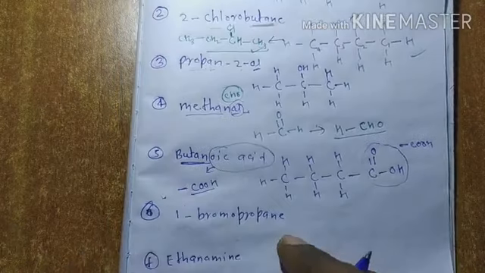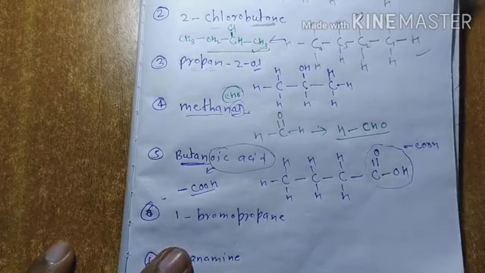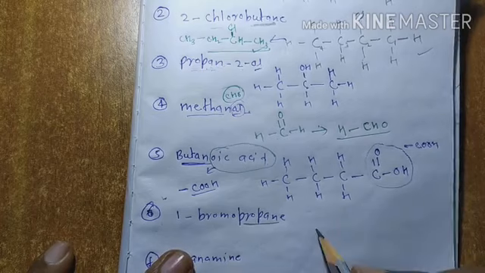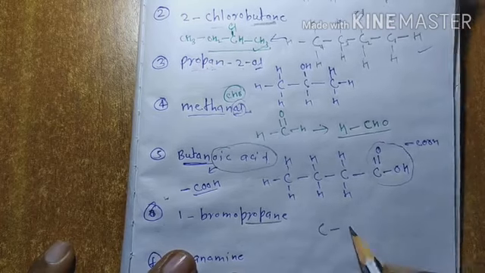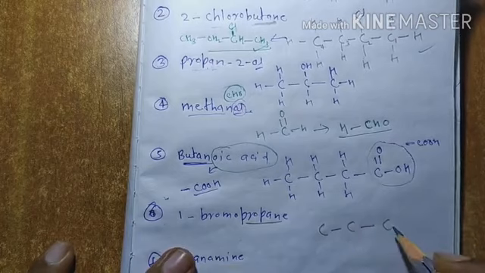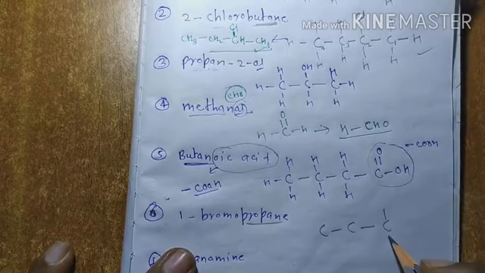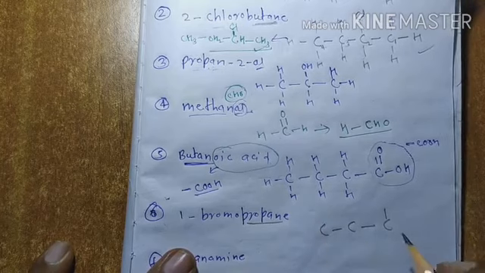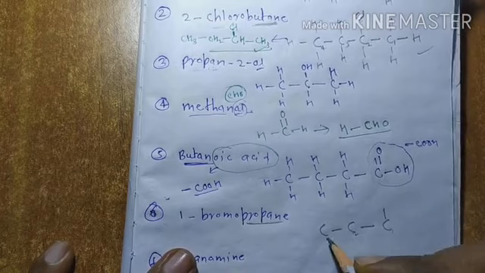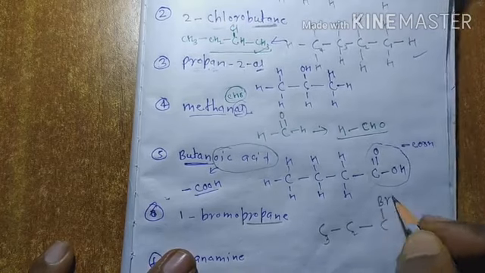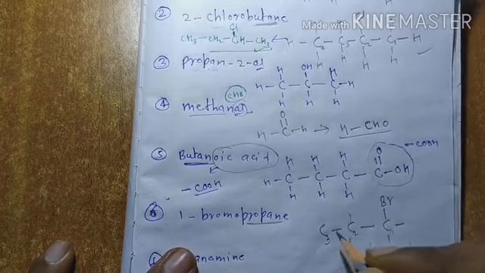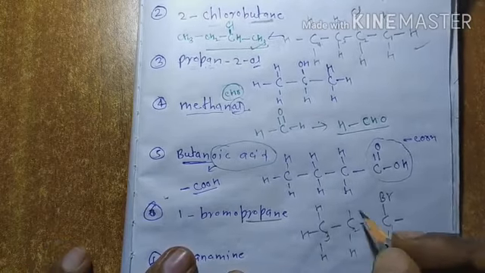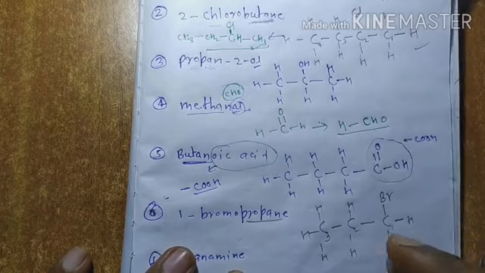Understood? Now 1-bromopropane. I think I should give this as homework for you. Propane means the number of carbon atoms will be 3. Bromo means on the first carbon atom, if you consider this the first carbon atom, the bromine atom will be here. So I am writing 1, 2, 3, then Br, and in the remaining places there will be hydrogen. You attach hydrogen here.